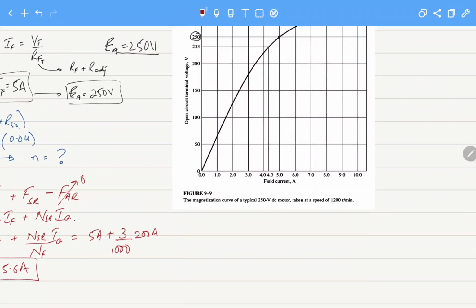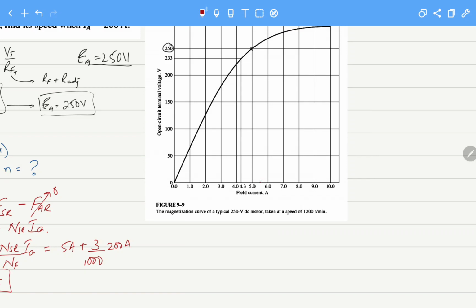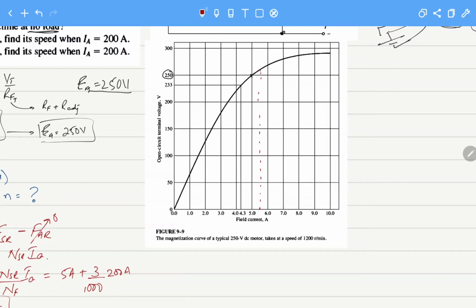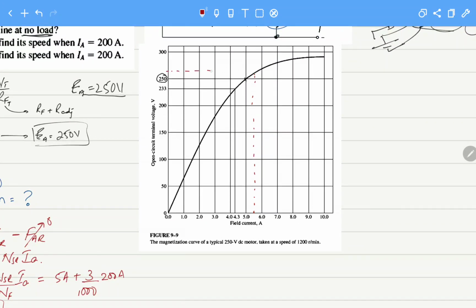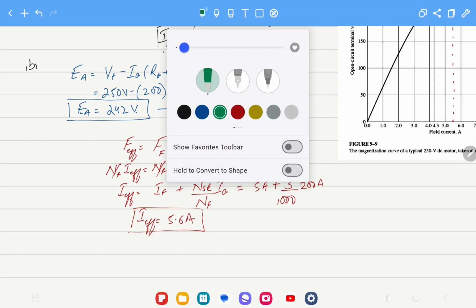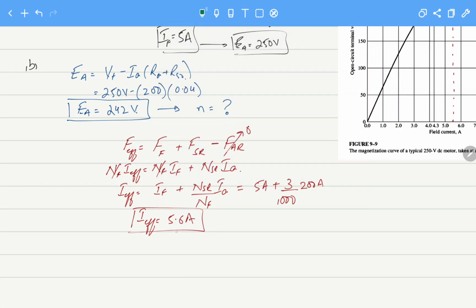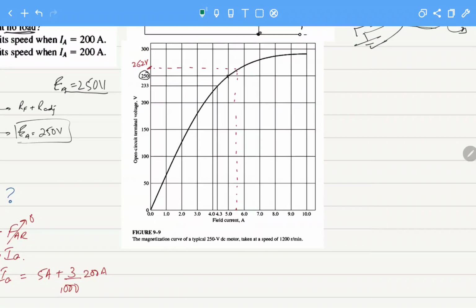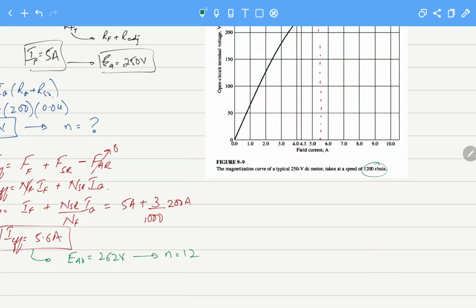Now for I effective of 5.6 amperes, if we go here and try to find out, this will be almost, we can say, around 262 volts. So for an effective 5.6 amperes, the motor will have EA naught equal to 262 volts at the speed of, let's see what's the speed of this curve, this is for 1200 RPM.